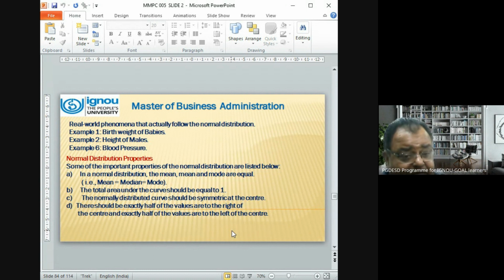What are the properties of normal distribution? Some of the important properties of the normal distribution are: in a normal distribution, mean, mode, median are equal. Number one, the total area under the curve should be equal to 1. That is, probability on the left side is 0.5 and probability on the right side is 0.5. When you add 0.5 plus 0.5, you will get 1. The normally distributed curve should be symmetrical at the center. Only then will it form the bell shape. Therefore, exactly half of the values are to the right of the center and half to the left of the center.